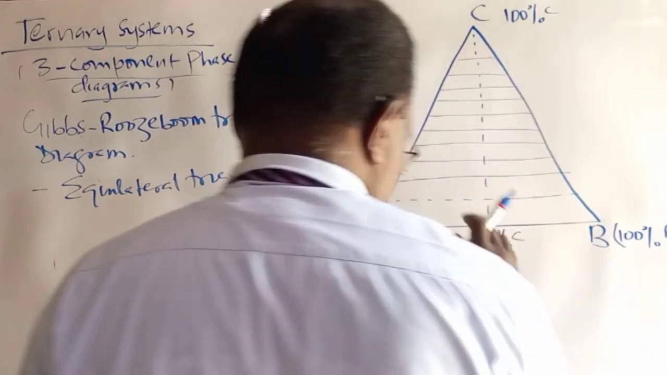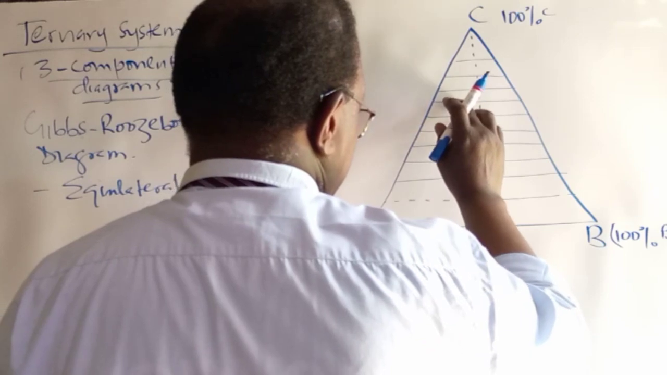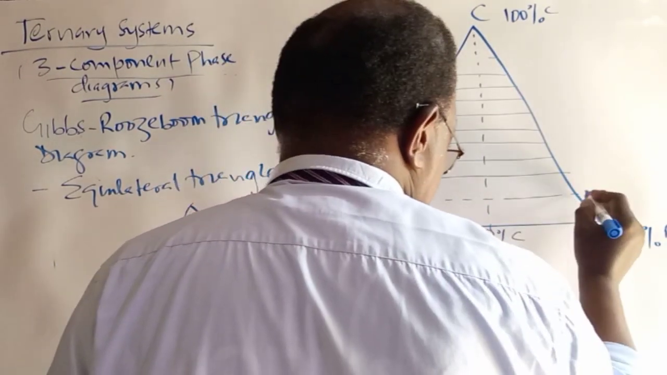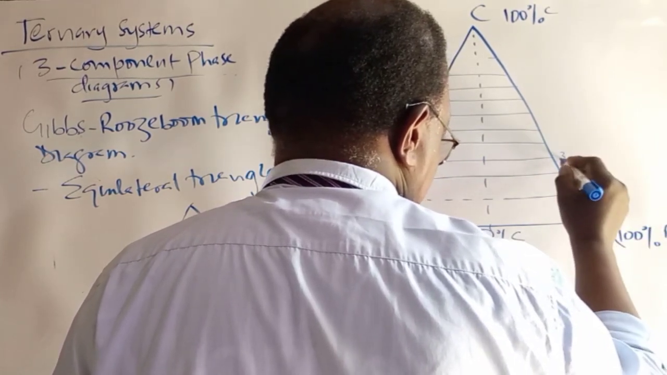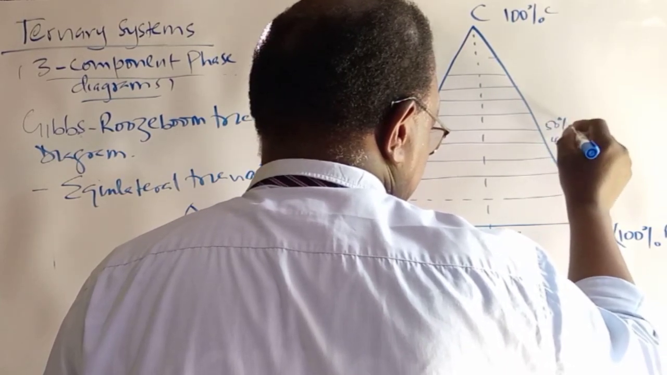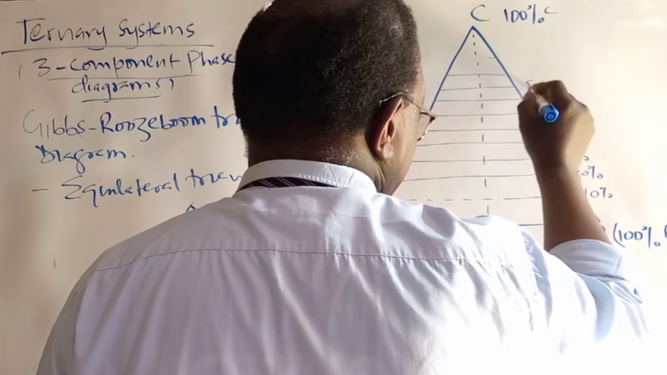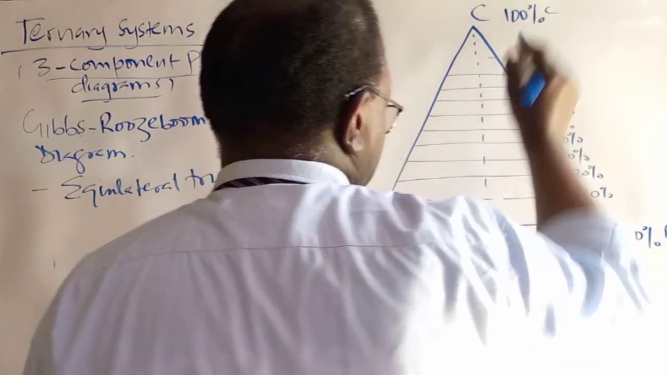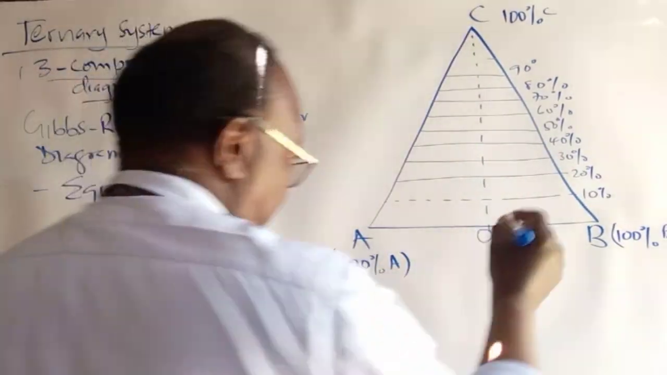Let's hope they will be 100. That will be 10, 20, 30, 40, 50, 60, 70, 80, 90. So we'll stop at that. So that will be 10%, 20%, 30%, 40%, 50%, 60%, 70%, 80%, 90%, 100%. And the same is done for these other portions here.